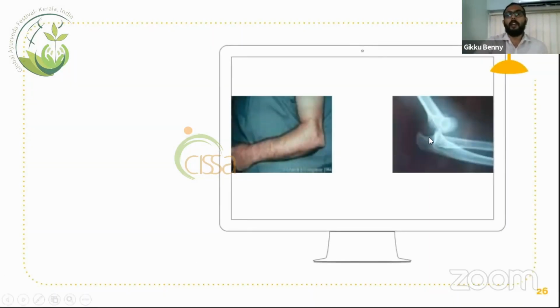Here we can see the olecranon process of ulna along with the head of the radius displaces posteriorly or posterolaterally with respect to lower end of humerus.